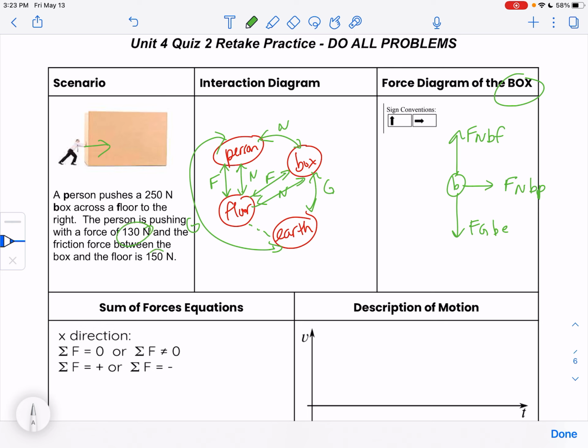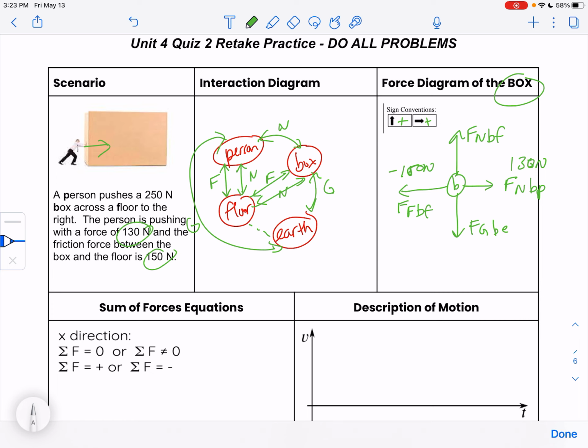Okay, and I can take a look at these numbers and see that the person is pushing 130 newtons and the friction is 150 newtons. So that's going to be negative because it's backwards. Okay, I'll set my positive that way. So that needs to be slightly longer. Okay, so that's force, friction, box, floor.